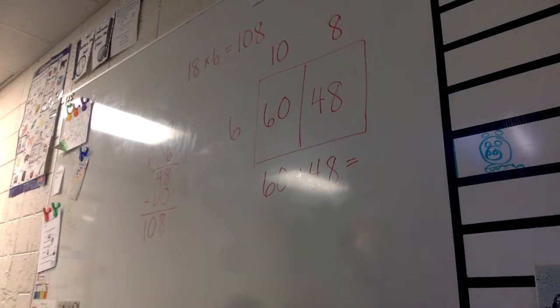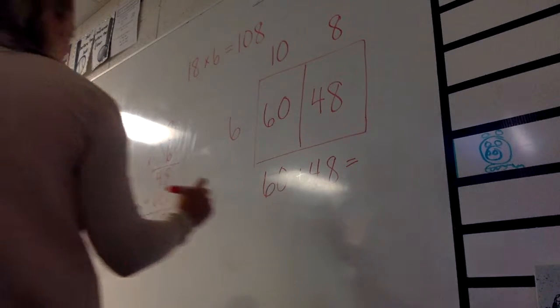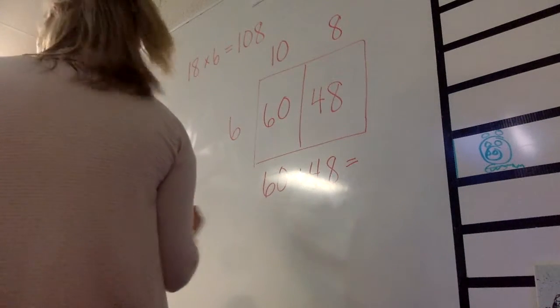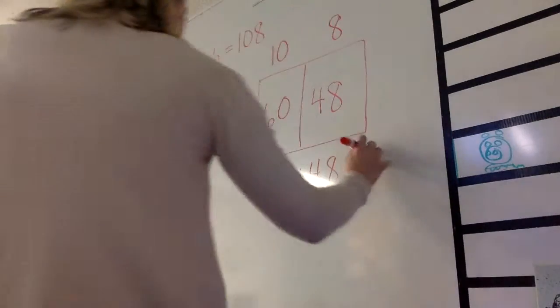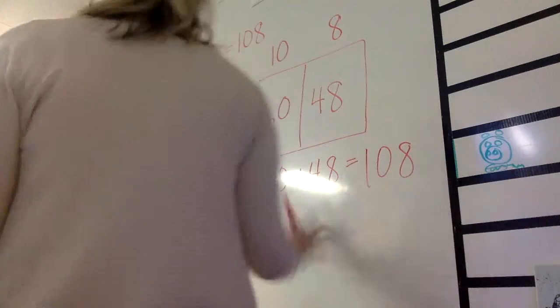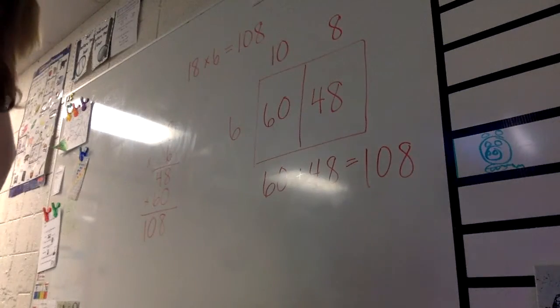Okay, 8 and 0 is 8, and 6 and 4 is 10, so it's 108. Did we get the same answer for both of our problems? Yes. 108.